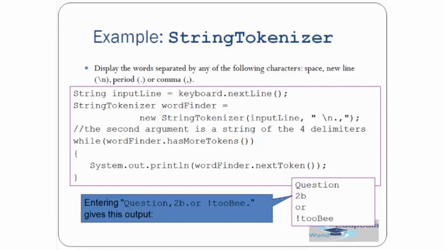For example, we have entered a line: questions, comma, to be, then dot, or, then not operator, to be, and then again dot. Fine. So this is the input. What will be the output? Well, the output will be this. You see we have questions as separate, then we have to be, then or, and then not to be. Fine. So this is what we have over here.